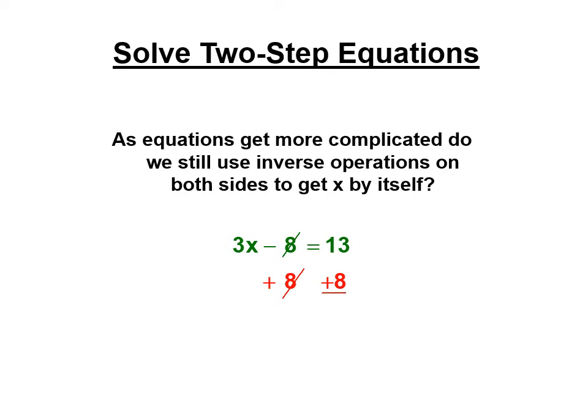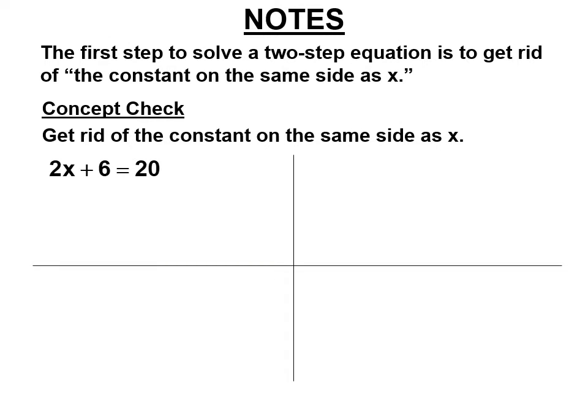Okay, so we're going to do two-step equations. And we're going to start basically the same way as a one-step. If it's subtract, you add to both sides. So the first step to solve the two-step is to get rid of that constant on the same side as x. So find the constant and get rid of it. There's two constants, 6 and 20. We want to get rid of the one that's on the same side that x is on. So it's plus 6, we subtract 6 from both sides.